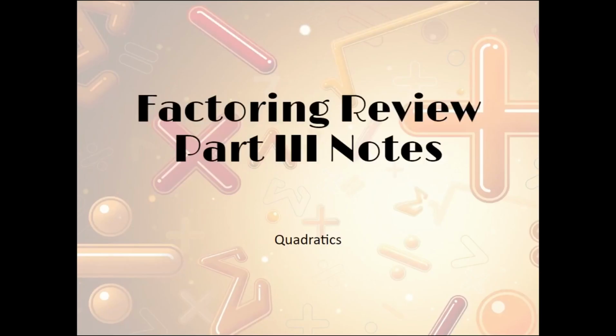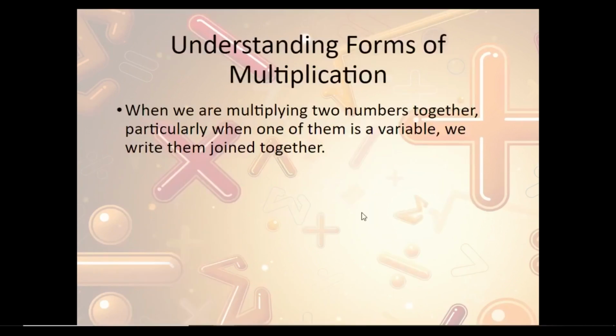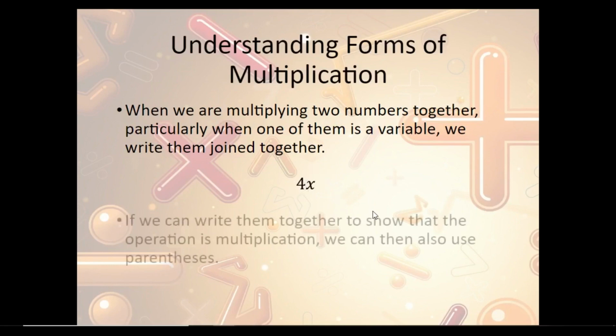Let's take a look now at the Factoring Review Part 3 notes. The notes begin with the learning goals and success criteria. Understanding multiple forms of multiplication. When we are multiplying two numbers together, particularly when one of them is a variable, we write them joined together. So we write them like this. We're multiplying 4 times x, so we write them joined together.